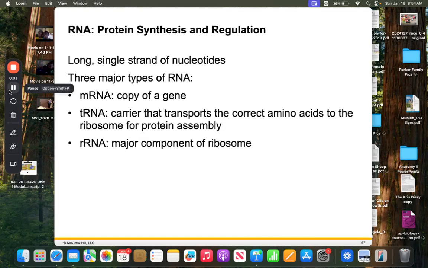Can you name the 4 macromolecules? Can you tell me what carbohydrates are made of? Can you tell me what lipids are made of? Can you give me examples of polysaccharides? And can you give me examples of lipids? These are things you'll want to know.